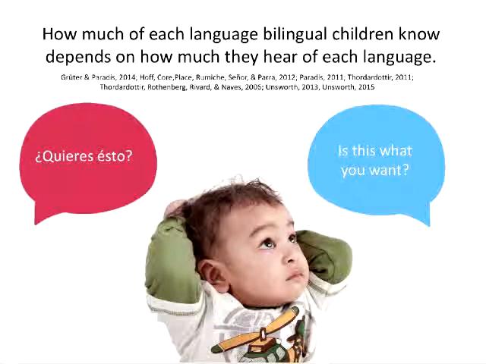Here we go. Children learn each language in the same proportion that they hear each language. Children who hear more English know more English than Spanish, and children who hear more Spanish know more Spanish than English. And most bilingual children hear more of one language than the other. And how much they know depends on how much they hear across the course of a day or a week. And we measure this in something called relative proportions.